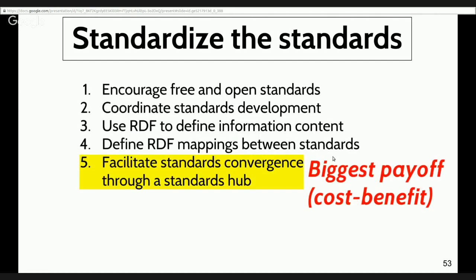Another part I want to point out is that number 5 is where I see the biggest payoff, in other words, the best cost-benefit ratio. That is providing a standards hub, an RDF-based standards hub, to facilitate and encourage standards convergence.